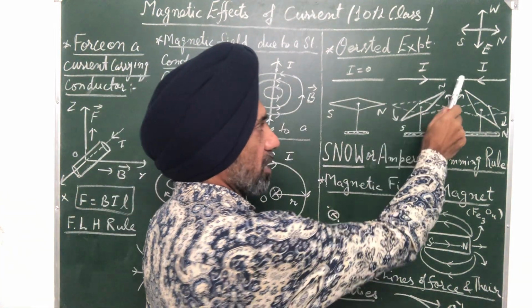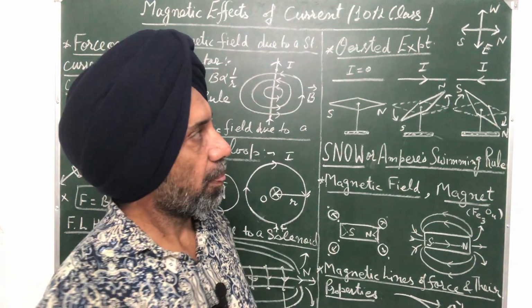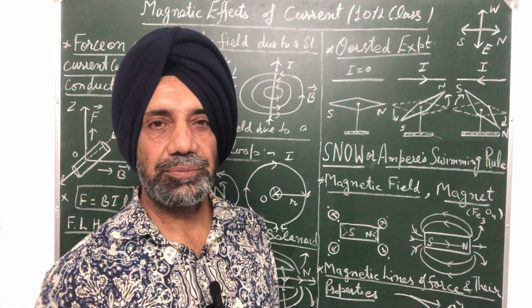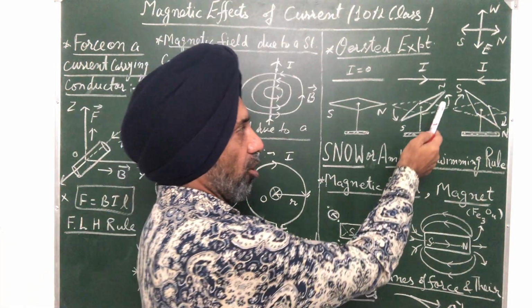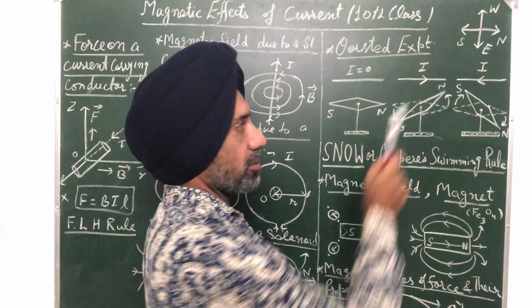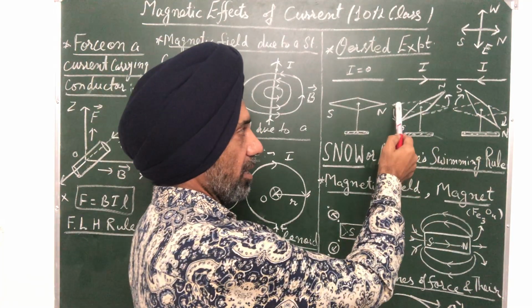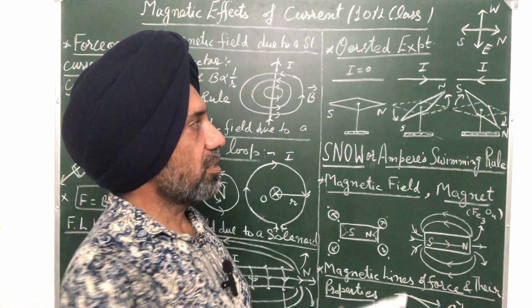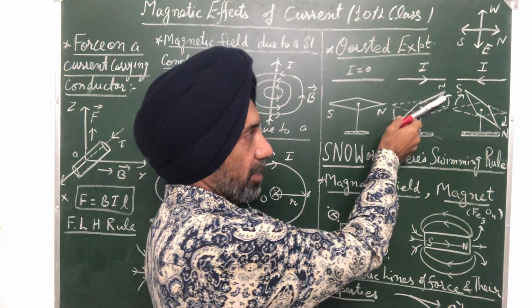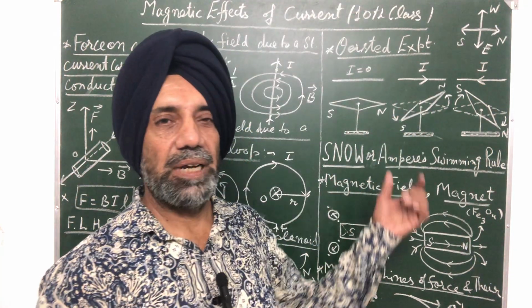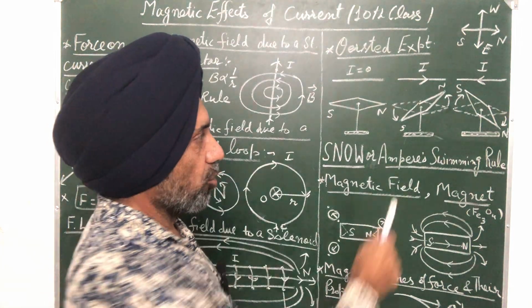But when current is passed through the wire in the direction south to north, then north pole of the magnetic needle gets deflected towards west and south pole gets deflected towards east. That is, needle gets deflected and it aligns in the resultant field direction as shown in figure number 2.